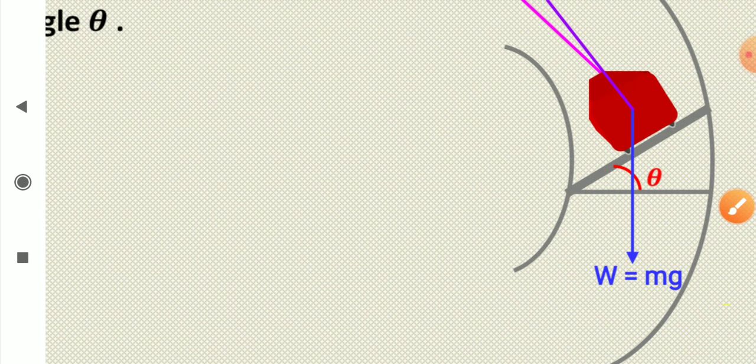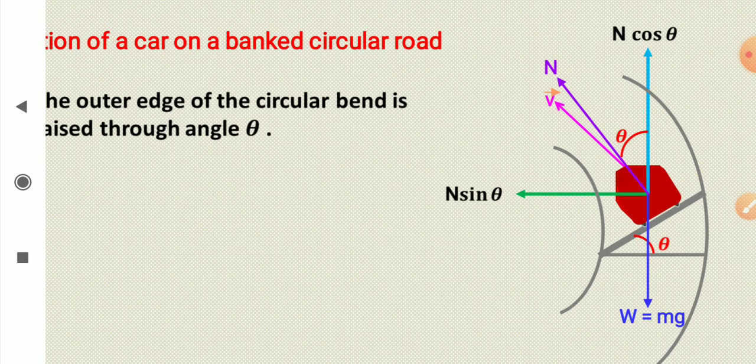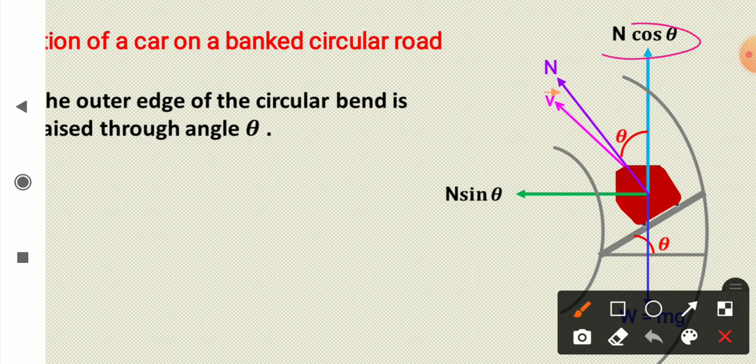So now next is what? Let us resolve this normal reaction along horizontal and vertical directions. So you can see that the vertical component is n cos theta, horizontal component is n sin theta. See, if you increase this line, produce this line backwards, then you will see that this angle will be theta, and this is vertically opposite, so it's going to be theta only, right?